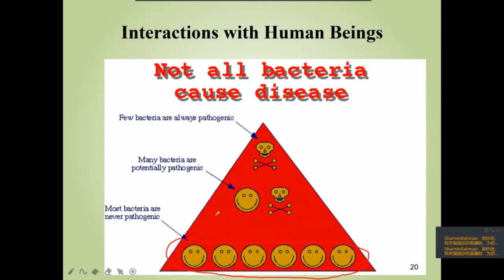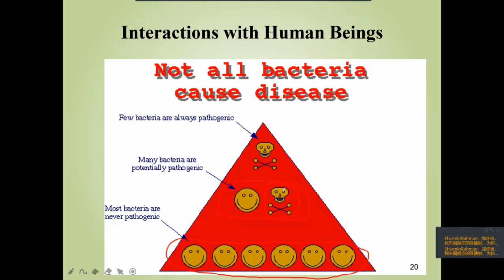And in the middle of the pyramid, some of the microorganisms can be friends most of the time. They live peacefully with our body. They don't cause disease most of the time. But sometimes, maybe when our body is weak, or when they change their location on our body, they can cause infection. Those bacteria are potentially pathogenic, or we call them conditional pathogens, or opportunistic pathogens. They don't cause disease all the time, but sometimes they can.